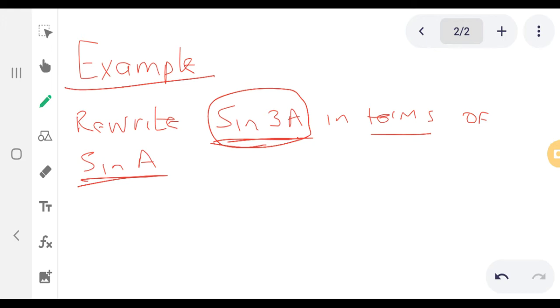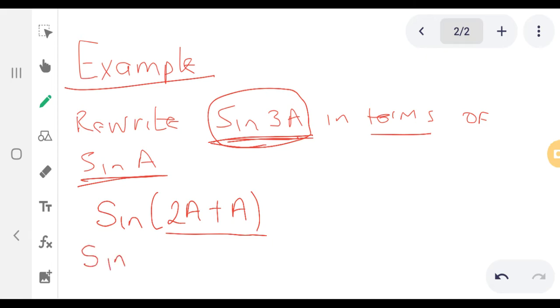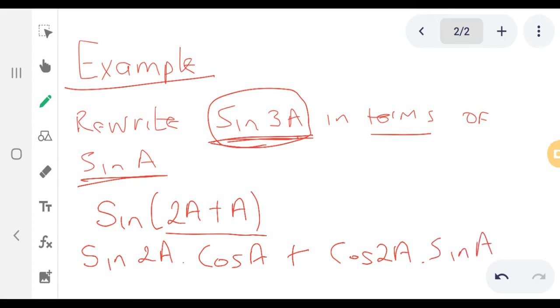What I'm supposed to do first, number one, is to say that if I'm given the sine of 3a, the sine of 3a can be written as 2a plus a. Now if you remember, 2a plus a is going to give us 3a. The reason why I'm doing this is because I have compound formulas. So from the compound formulas, the following can be written as the sine of 2a multiplied by the cos of a plus the cos of 2a multiplied by the sine of a. So we have the following.